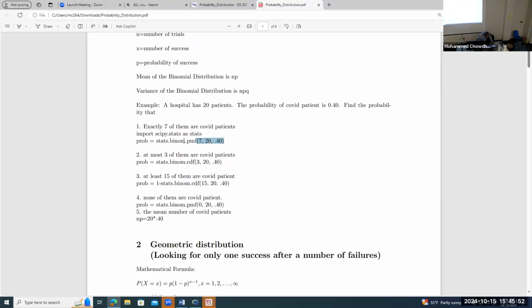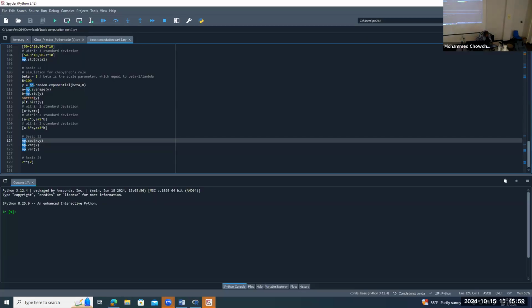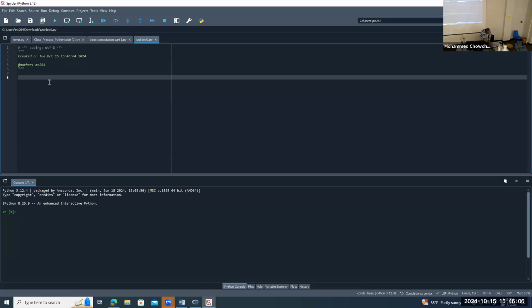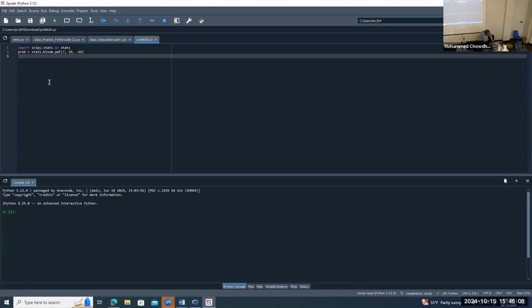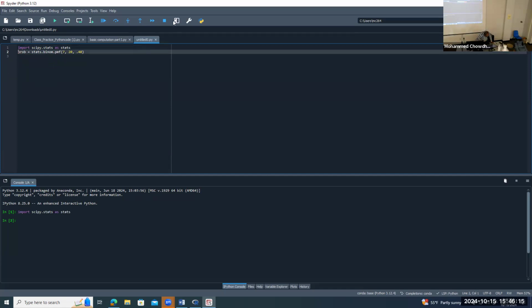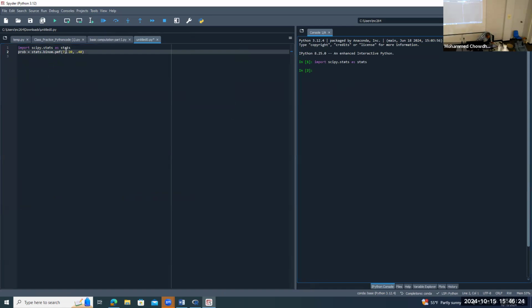Are you seeing this? This is the code. So I just copied this and opened it in here, opened a new file. Okay, so now let me run this one first. Control Enter. View, Windows layout. So this is the way.